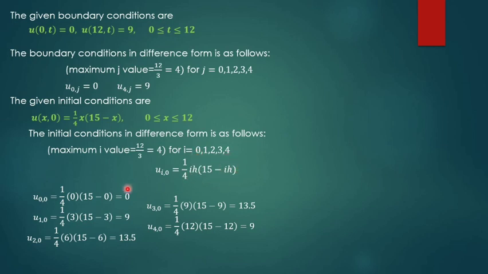For all these values you have to find the value of u. Since here you do not have any constant value and it depends on this i, that is the number, hence you find all the u values. U of 0 comma 0, you substitute i equal to 0 and h equal to 3 in this equation. You find that u of 0 comma 0 is 0, u of 1 comma 0 is 9, u of 2 comma 0 is 13.5, u of 3 comma 0 is 13.5 and u of 4 comma 0 is 9.